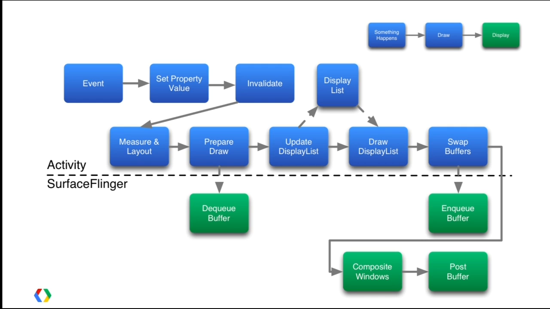So now everybody understands the architecture, yes? Right? So it's not that difficult. But it's important to understand the different stages, so to know that we invalidate, then we update the display list, then we draw the display list, then we send our buffer to Surface Flinger, because we will see at the end of the talk what you can do to make every one of those steps a little faster.